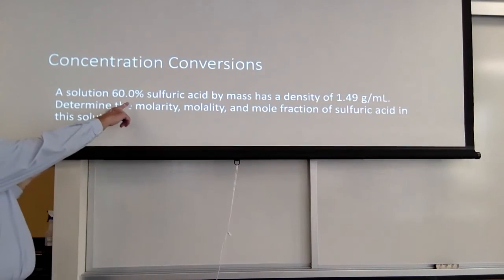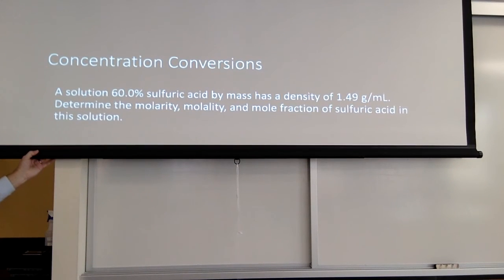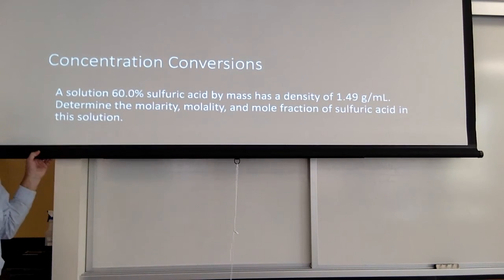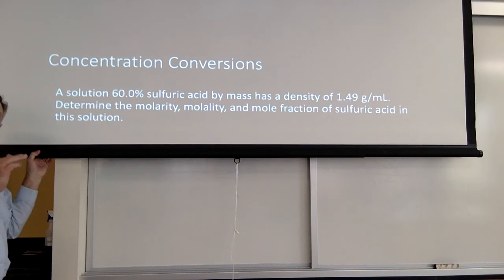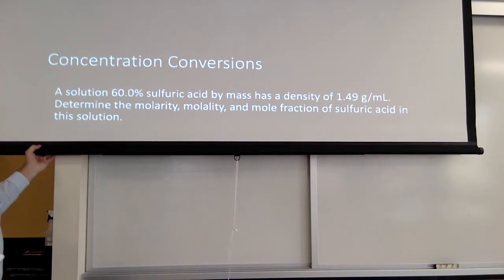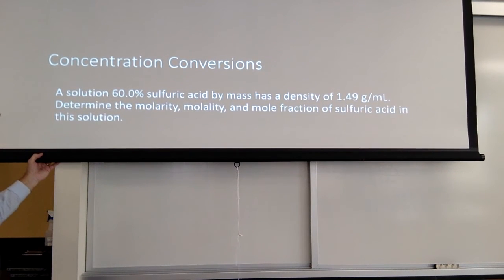The solution is 60% sulfuric acid by mass. It has a density of 1.49 grams per mL. Determine molarity, molality, and mole fraction. What's different here? I'm given mass percent, not molarity. I'm still given the density, but I'm given a different starting concentration.